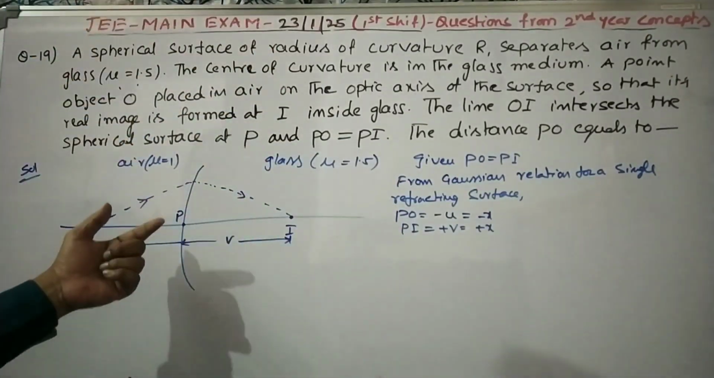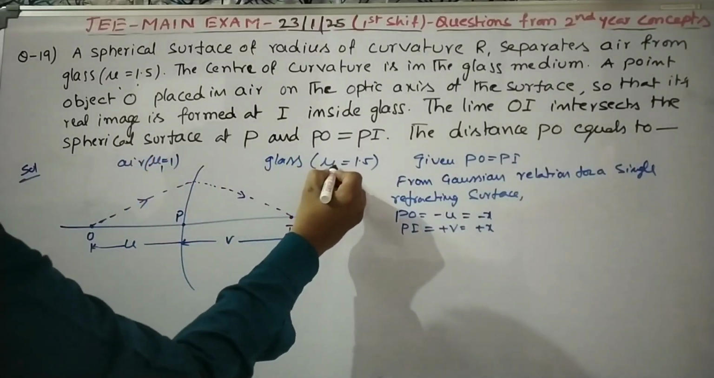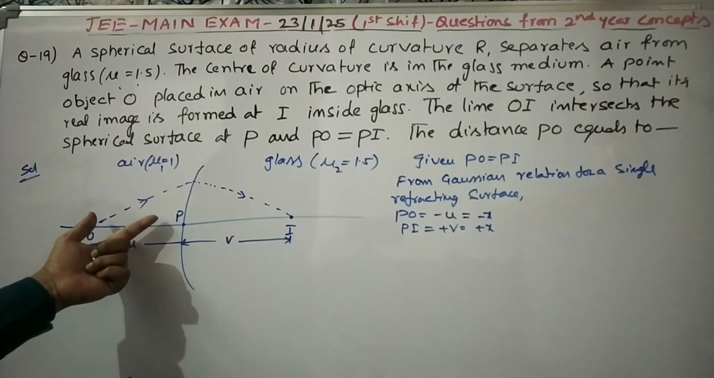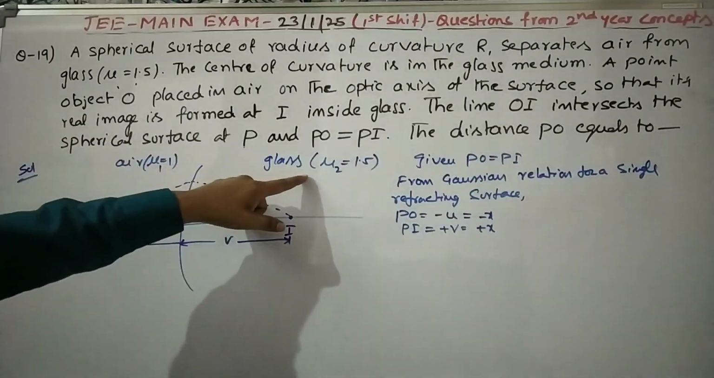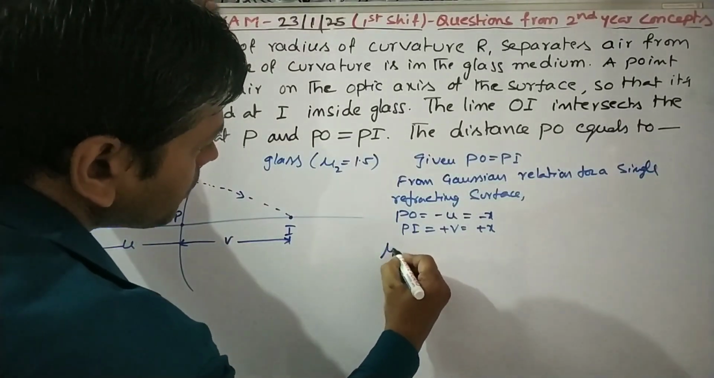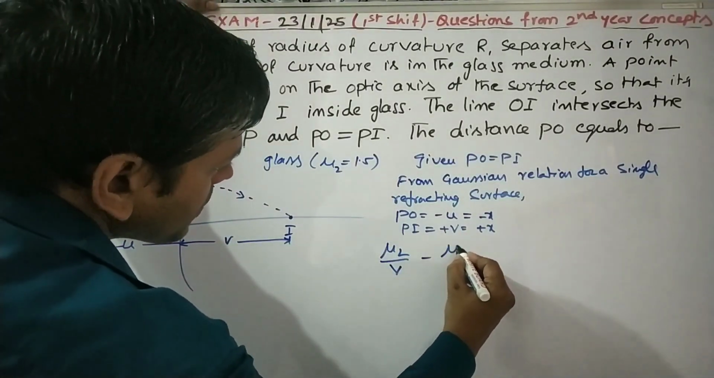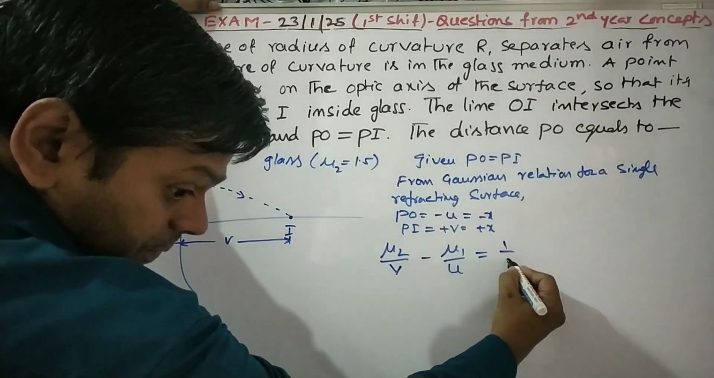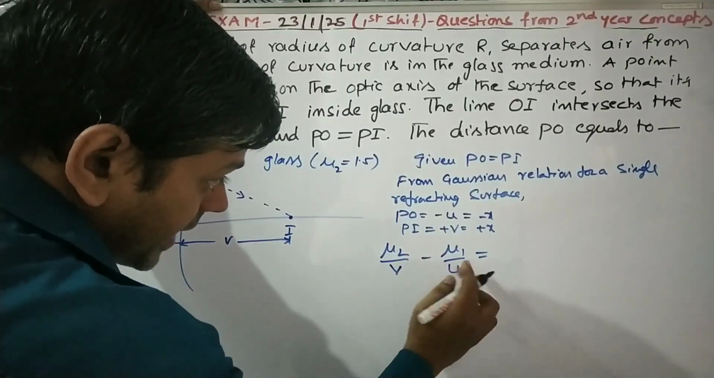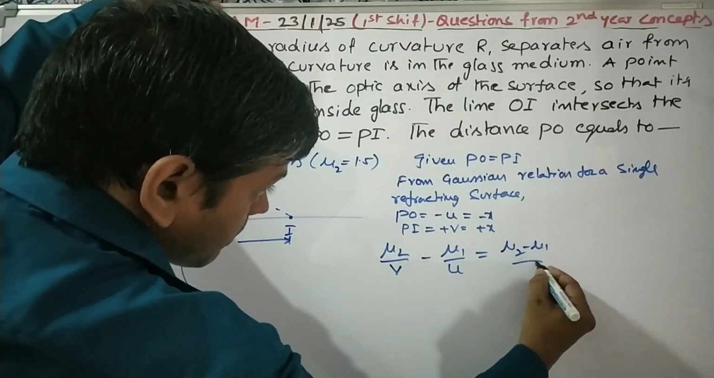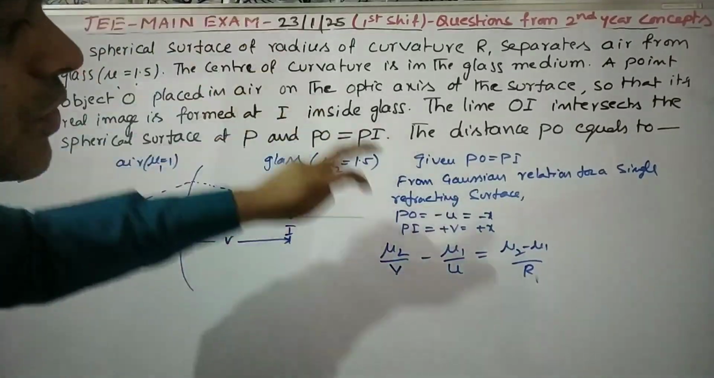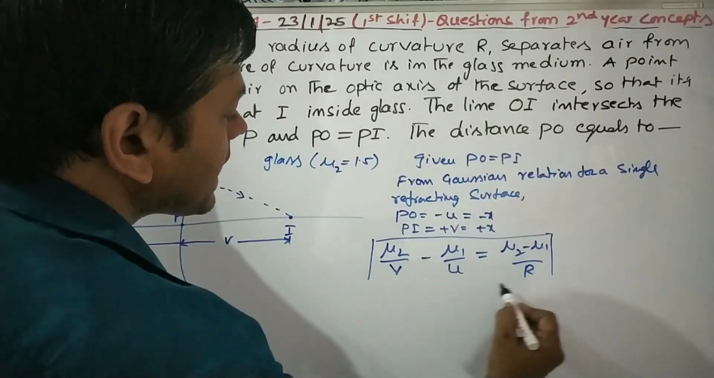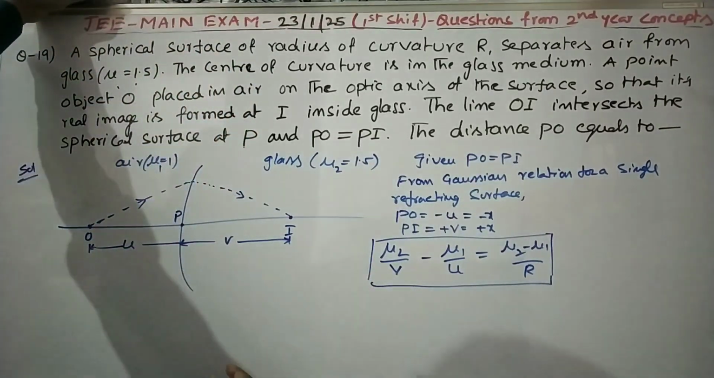So you know, object, suppose this is u1, this is u2. Okay, you know one thing, the object is in the air medium, the image is in the glass medium. So you can write mu2 by v minus mu1 by u is equal to mu2 minus mu1 by R. This relation is called the Gaussian relation for a single refracting surface. So you can substitute all these values.